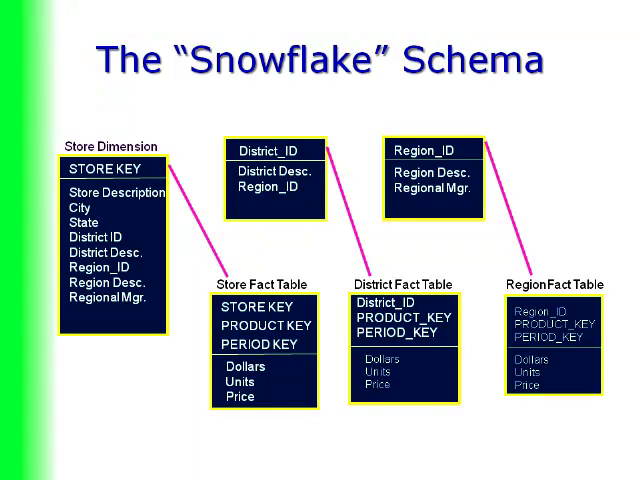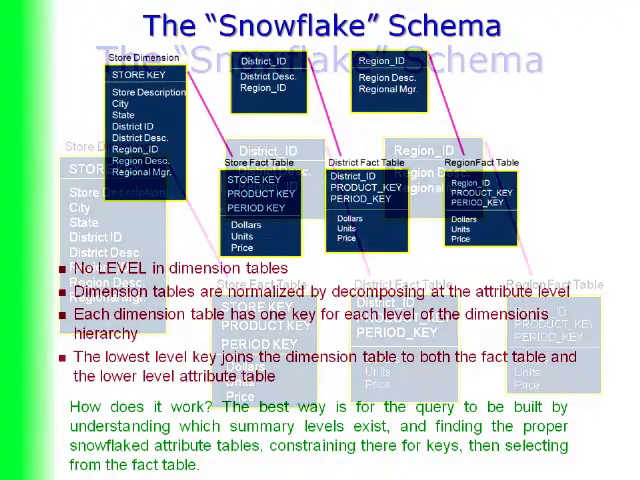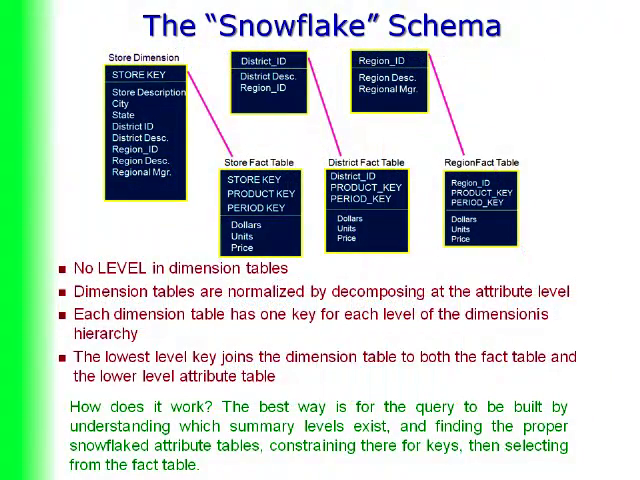It only shows the snowflake of one dimension. In fact, the product and time dimensions would be similarly decomposed by considering the product, brand, manufacturer hierarchy. Color and size are extended attribute characteristics of the attribute product, not part of the attribute hierarchy. So if you observe, in the snowflake schema, no level exists in the dimension tables. Dimension tables are normalized by decomposing at the attribute level.